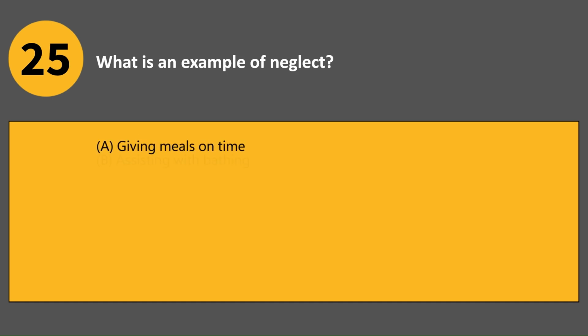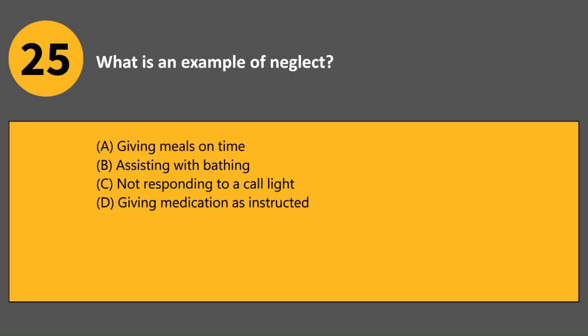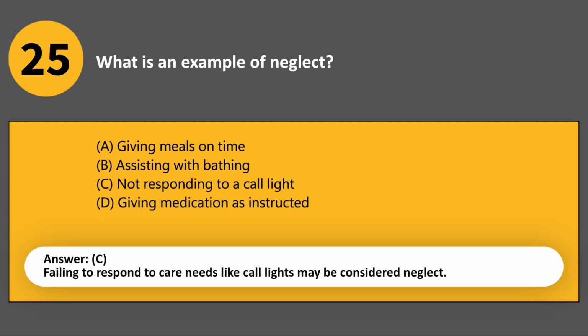What is an example of neglect? A. Giving meals on time. B. Assisting with bathing. C. Not responding to a call light. D. Giving medication as instructed. Answer: C. Failing to respond to care needs like call lights may be considered neglect.